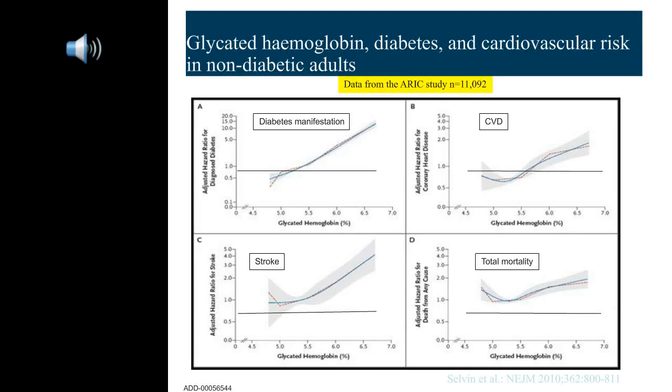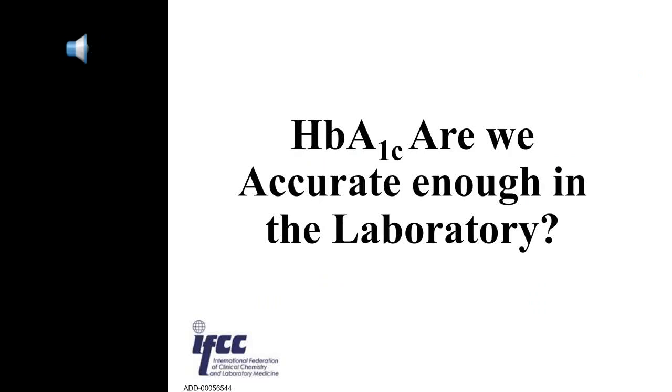So will this improve things? Well, it's debatable, because if we look at a 6.5% or 48 millimoles per mole cutoff for diagnosis of diabetes, patients already have significant macrovascular complications, a high number of cardiovascular disease, stroke, and total mortality has increased already by that time. So I think over time, we will need to actually look at the value of the cutoff.